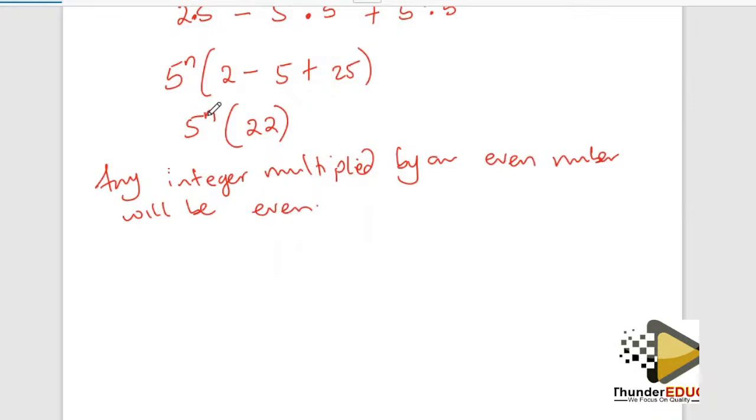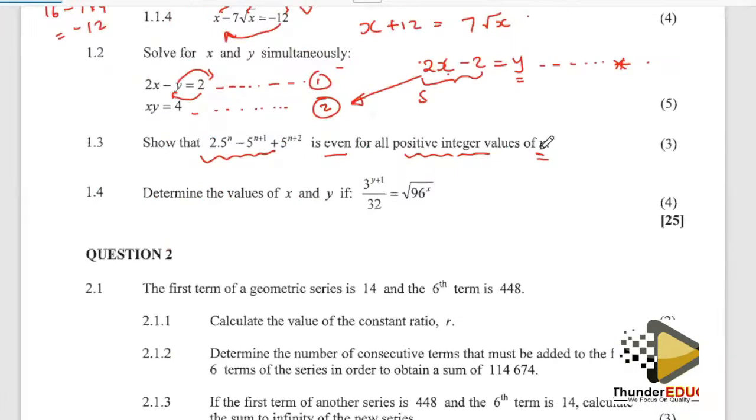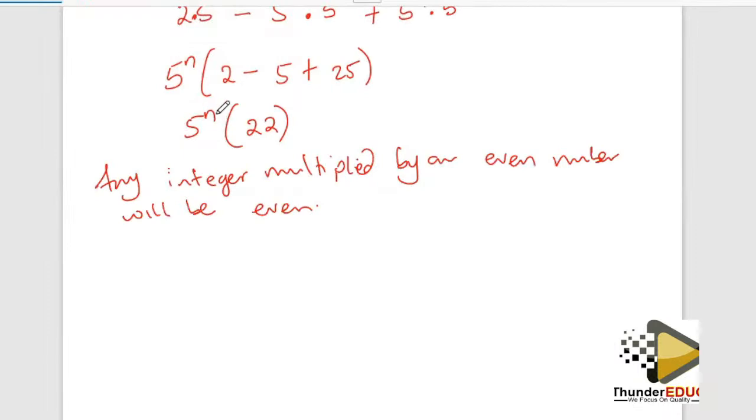Guys, if we replace n with, remember they told us for all positive integers, let's replace n with the 1. It will be 5 times 1, or it will be 5 alone, times 2. So this is an integer that is odd times even, and we end up with an even number.